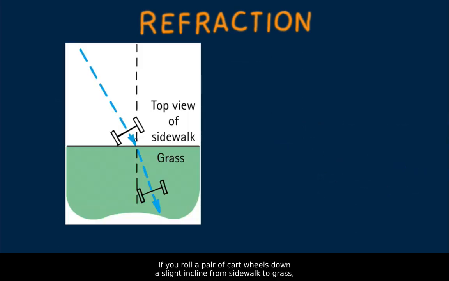If you roll a pair of cartwheels down a slight incline from sidewalk to grass, the wheels roll slower on the grass than on the sidewalk. Why? There's more interaction of wheel surfaces with grass than with the smoother sidewalk. If you roll the wheels at an angle, so one wheel meets the grass while the other is still on the sidewalk, the wheels will swivel from their straight line path. Due to the change in speed, the direction of travel changes.